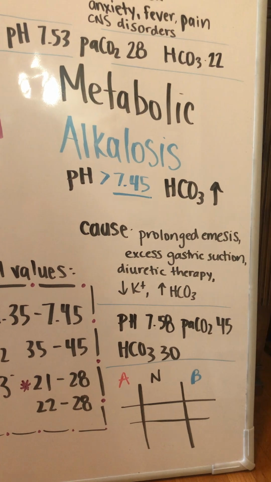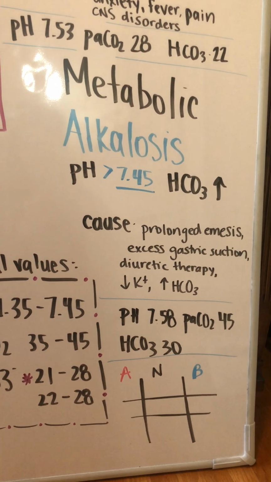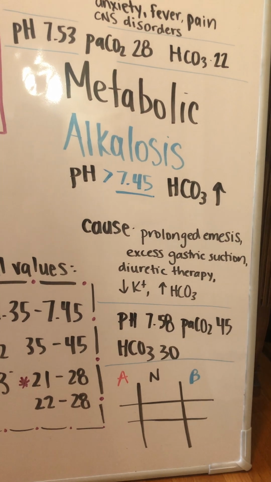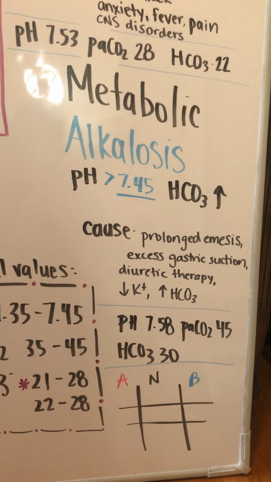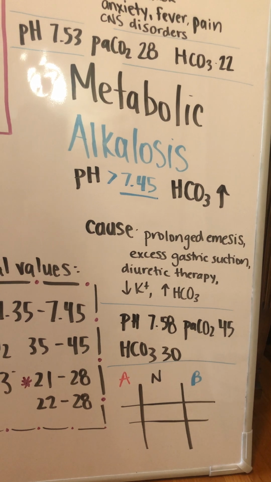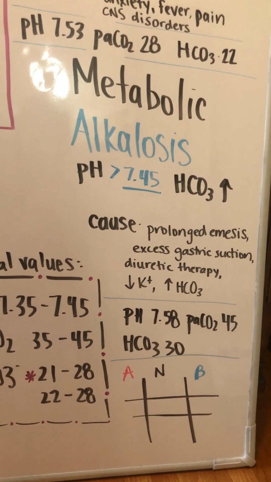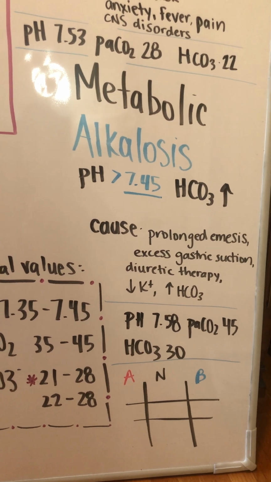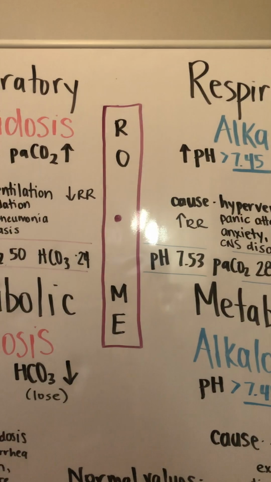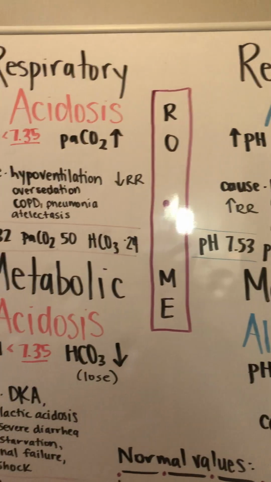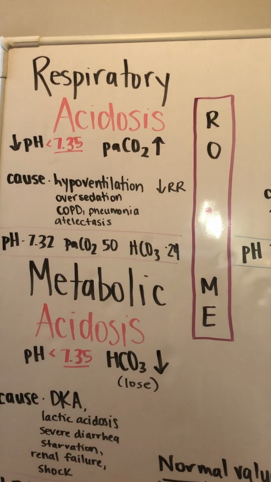Some things that might be causing metabolic alkalosis are prolonged emesis or vomiting, excessive gastric suctioning or NG suctioning of the stomach, diuretic therapy, low potassium, or increased bicarb. And so that's how we would know that it's a metabolic alkalosis. So remember, respiratory opposite, metabolic equal. Okay, that's how you know what the causation is.